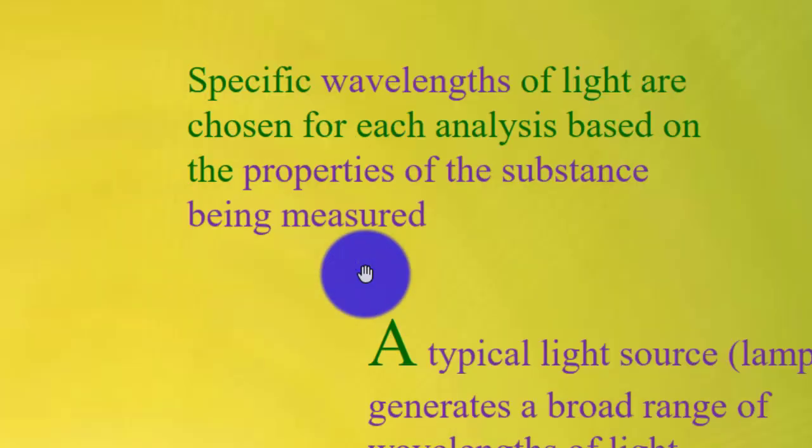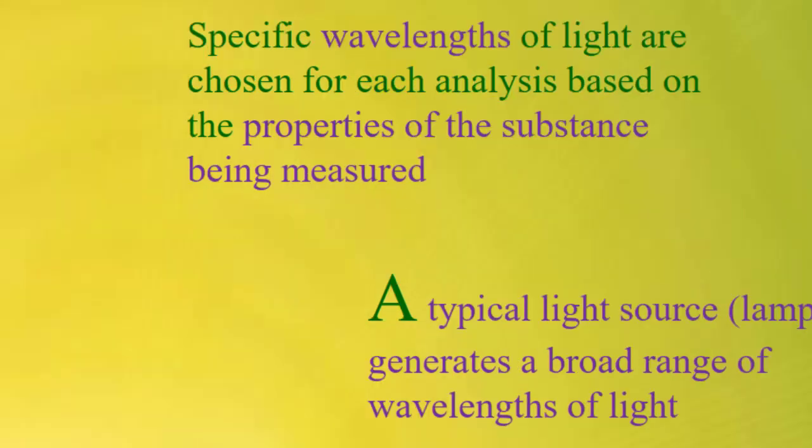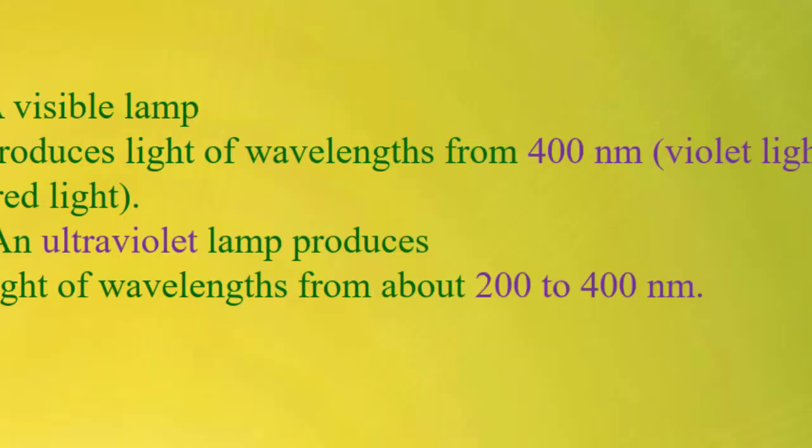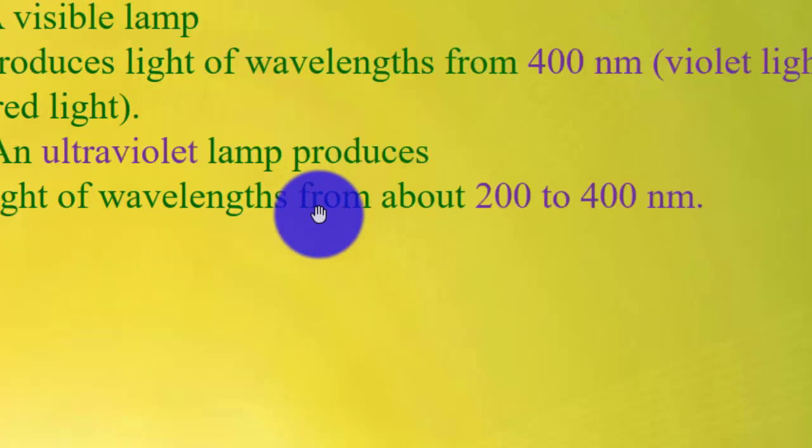Specific wavelengths of light are chosen for each analysis based on the properties of the substance being measured. A typical light source lamp generates a broad range of wavelengths of light. A visible lamp produces light of wavelengths from 400 nanometer violet light to 700 nanometer red light. An ultraviolet lamp produces light of wavelengths from 200 to 400 nanometer.